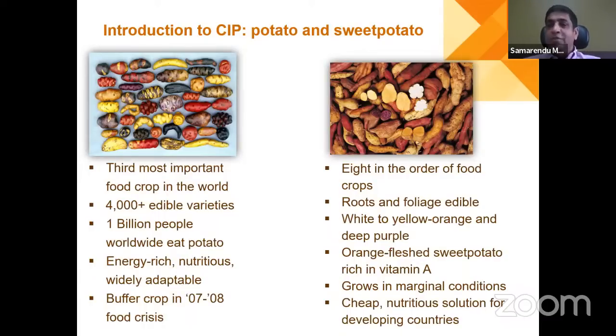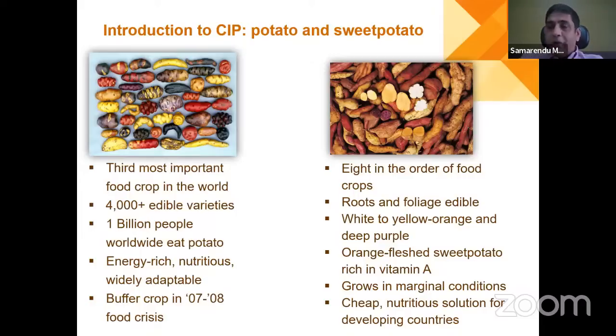We mostly consume Irish potato. Just look at the top left photos there. These are actual photos of potatoes. Different color, different shape, different size, and different nutrition content. You can see on the top left-hand side. So there are 4,000 plus edible varieties in our gene bank right now. And our head office is in Lima, Peru, and Peru is considered the origin of potato. That's the reason our head office is located in Lima, Peru.